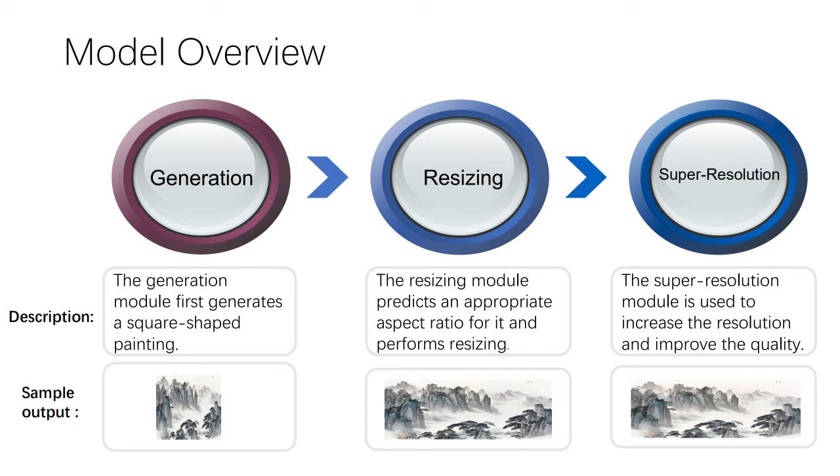The system consists of 3 cascaded modules: generation, resizing, and super resolution. The generation module first generates a square-shaped painting, then the resizing module predicts an appropriate aspect ratio for it and performs resizing. And finally, the super resolution module is used to increase the resolution and improve the quality. After training each module with the images we collected from the web, our system can create high-resolution landscape paintings in arbitrary sizes.